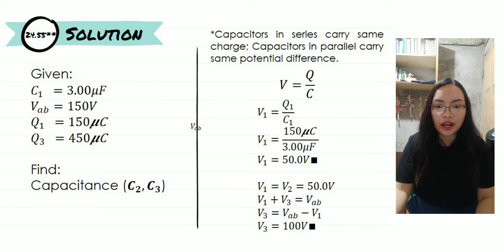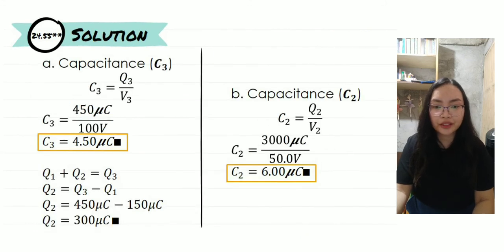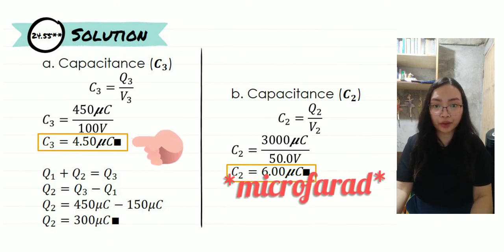So because of this, we can now solve for the capacitance of capacitor 3. And to do this, we need to use the equation C is equal to Q over V, wherein Q is the charge and V is the voltage. The charge of capacitor 3 is equal to 450 microcoulomb, and its voltage, as what we have solved, is equal to 100 volts. Dividing these two values, we will obtain a value of 4.5 microfarad.